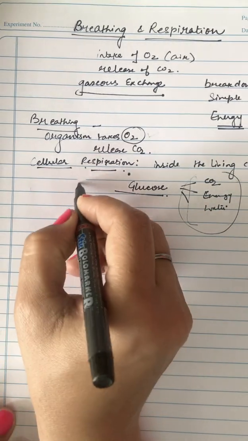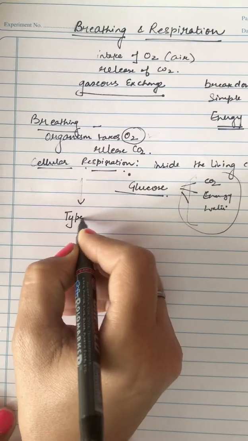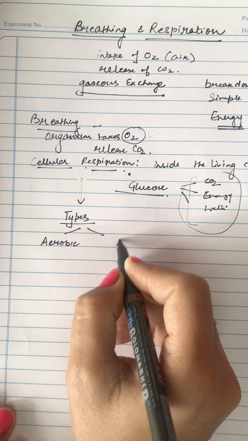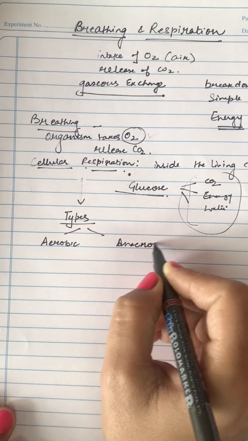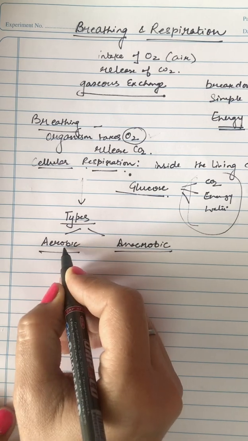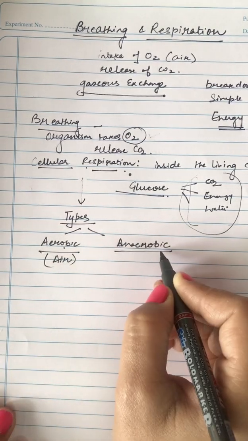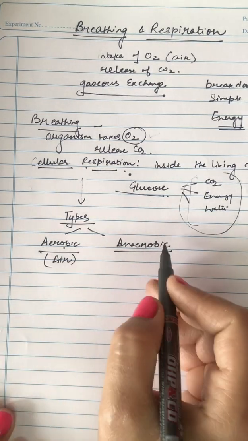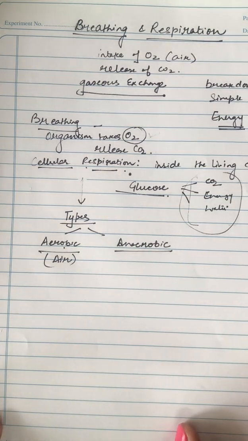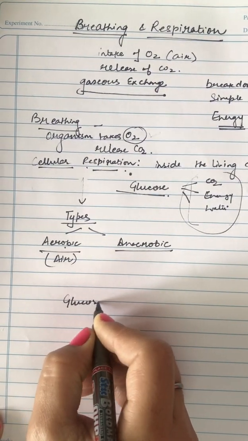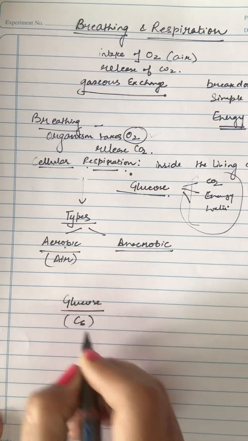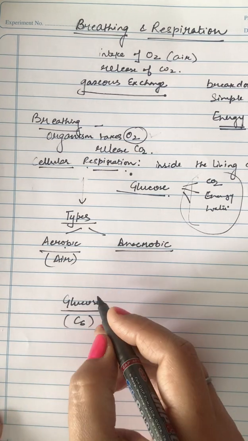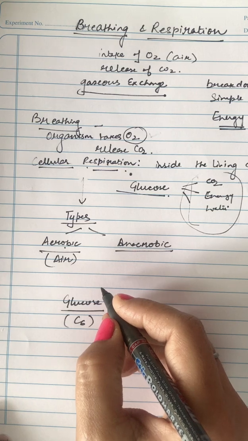When we talk about the types of cellular respiration, these are of two types, aerobic and anaerobic. As the name suggests, aerobic means in the presence of air, anaerobic means in the lack or the absence of air, oxygen. When we start breaking up this glucose molecule, which is a C6 molecule, what is C6? 6 atoms of carbon, right? In diverse organisms, it happens in different ways.